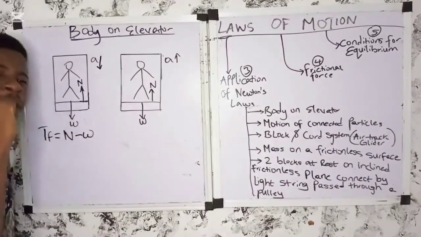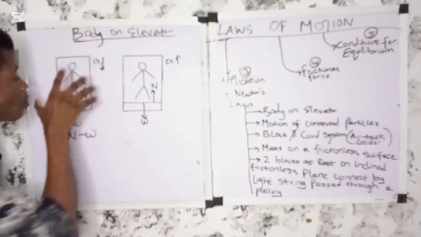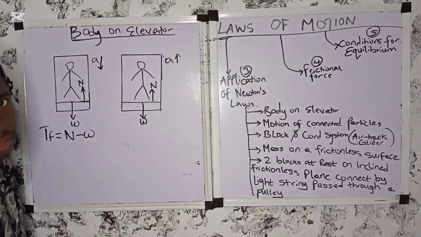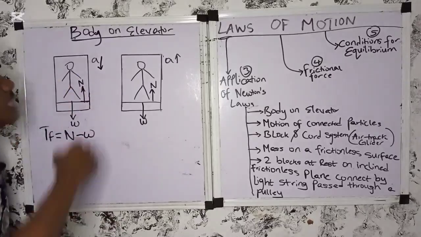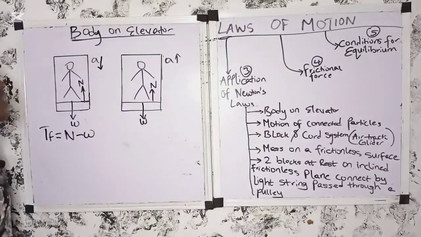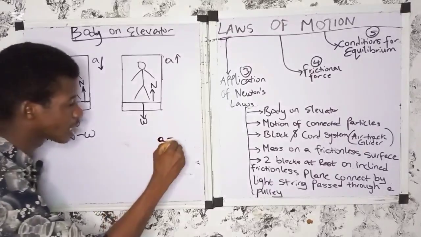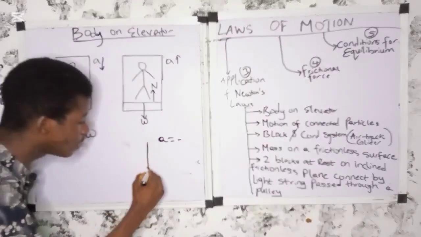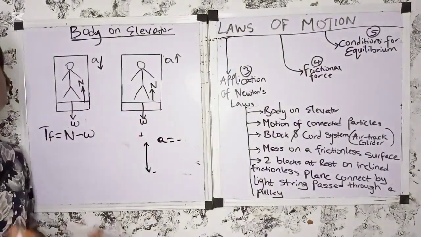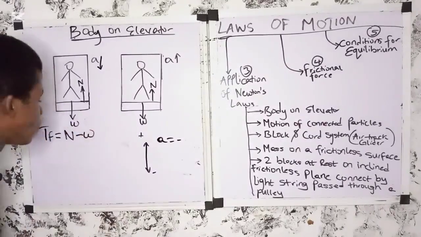Now since it has an acceleration, and the acceleration is acting downward, what does this mean? When the elevator is going downwards, the acceleration is negative. You know why? Because going downward is always negative. Going up is positive, right? According to the coordinates in vector. Going down is negative, going up is positive, right?